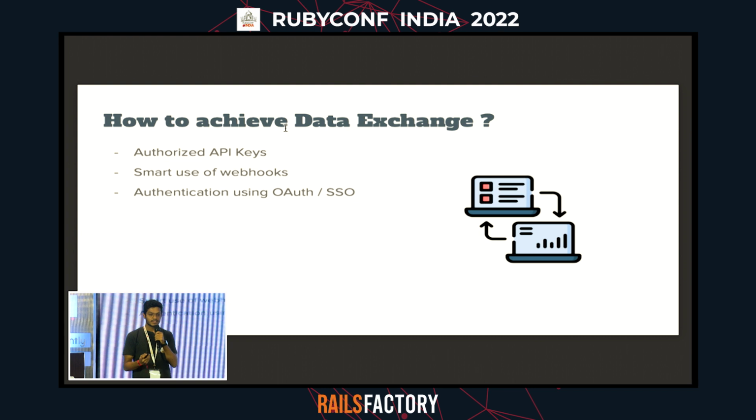To achieve this, we provide data exchange methods, like REST APIs, to our clients, and for that we have the concept of authorized API keys. That is, the API keys have a particular scope. If we generate an API key, that API key is specific to deleting any entity or updating any entity, likewise.